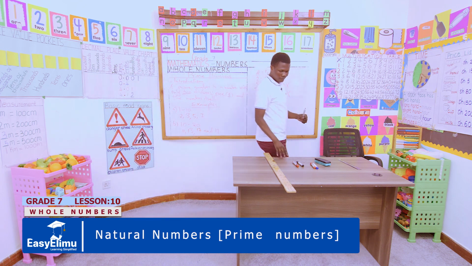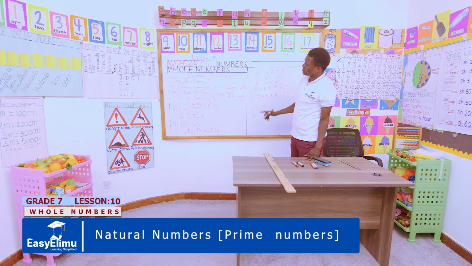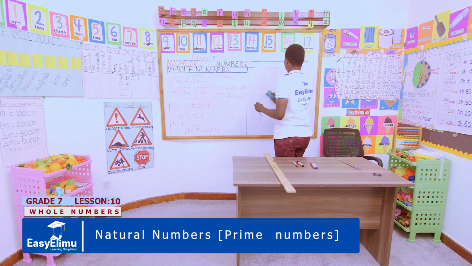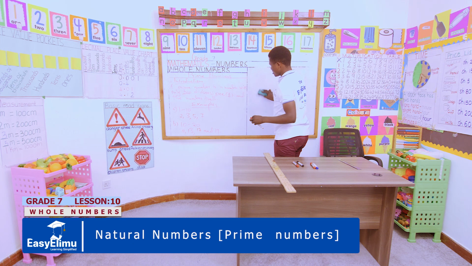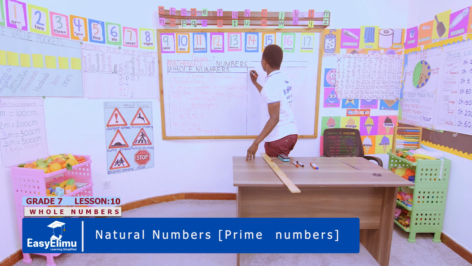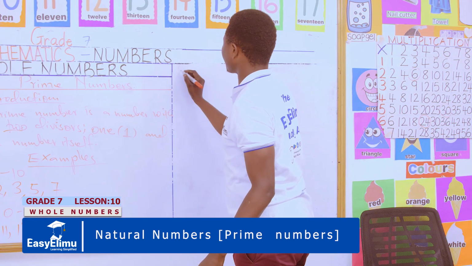Those are some of the prime numbers between 10 to 20. Let us look at the prime numbers between 20, or let us discuss 50 to 100. Not really. Let's do 20 to 50.